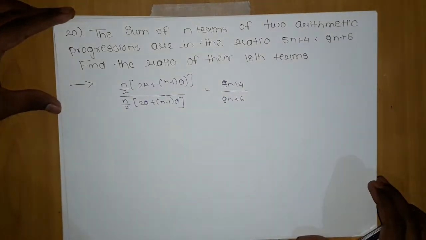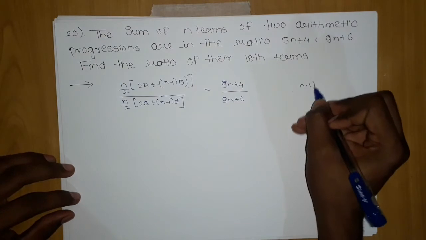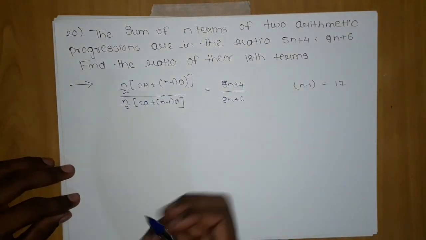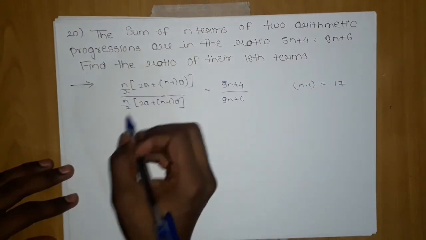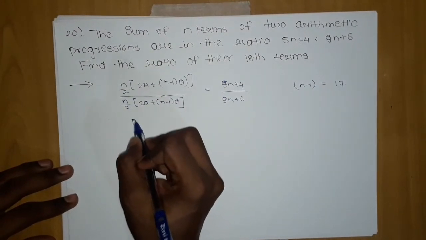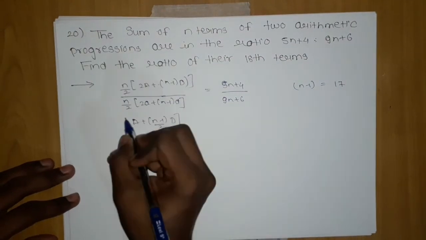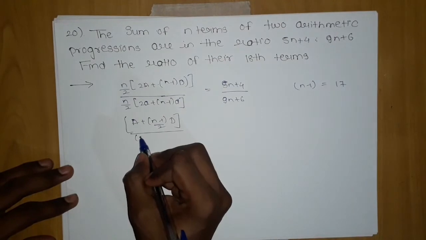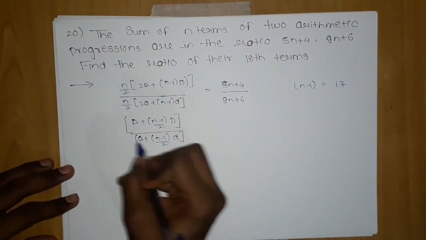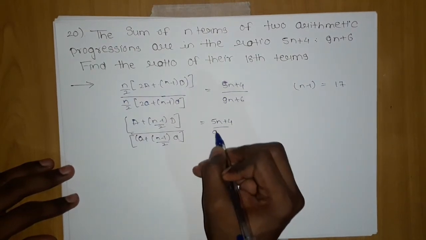Sum of n terms, to find the ratio of the 18th term. Okay, so the 18th term means n minus 1, it should be which term, the 17th. Okay, it should be the 17th term. So if I take, 2 will cancel out. If I take a plus (n minus 1) by 2 into d here, this should be (5n plus 4) upon (9n plus 6).